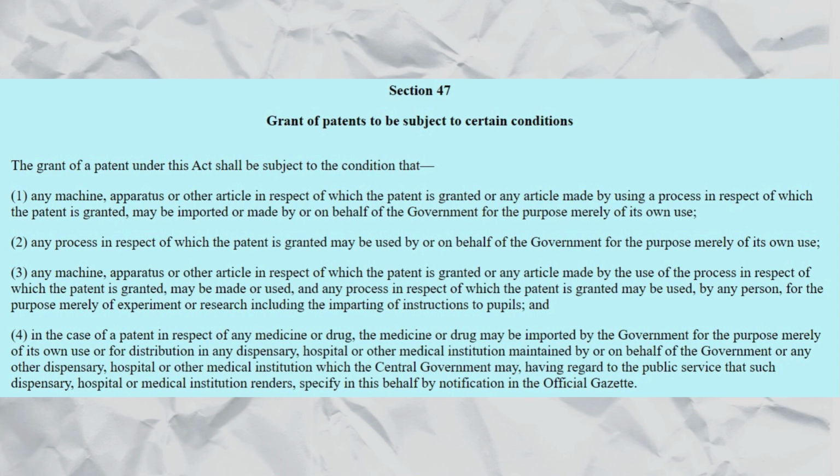Coming to section 47, grant of patent subject to certain conditions. When a patent has been granted to you with respect to any machine, apparatus or any other article, then the government can actually use your invention. Don't worry, it's all for good reasons. This section tells you that your patent comes with a few conditions.